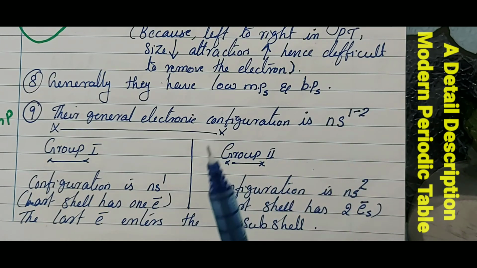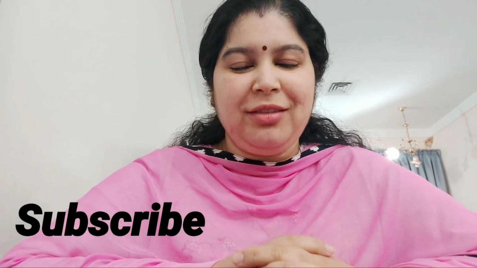If you take sodium, what will be the electronic configuration? It will be 1s2, 2s2, 2p6, 3s1. If you take magnesium, group 2, it will be 1s2, 2s2, 2p6, 3s2. So the last electron is going to the 3rd shell and s subshell, and 2 electrons are accommodated in the case of magnesium. So that's the end of the modern periodic table part 1.